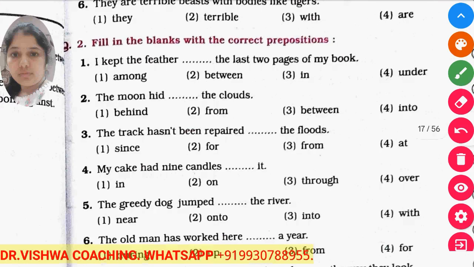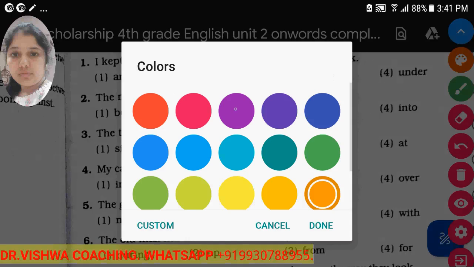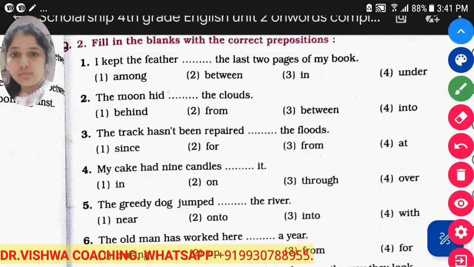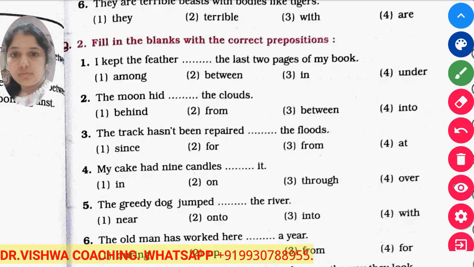We'll take the second question of the practice exercise. Now we have to fill in the blank with the proper or correct preposition. I kept the feather dash dash the last 2 pages of my book. Now when we keep something in the middle of two things, we use the word between. Okay, so I kept the feather between the last 2 pages of my book.